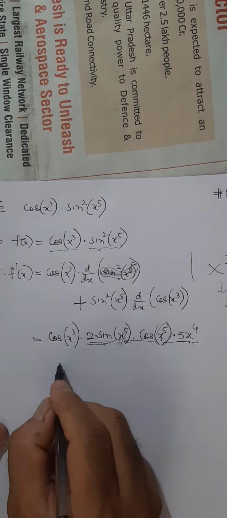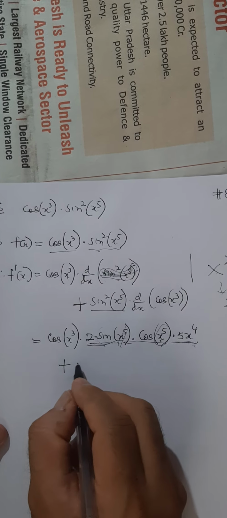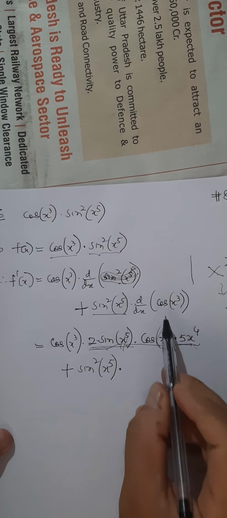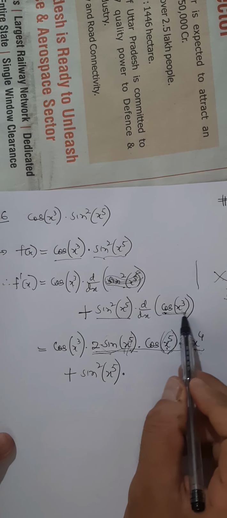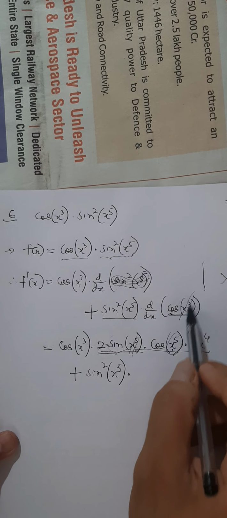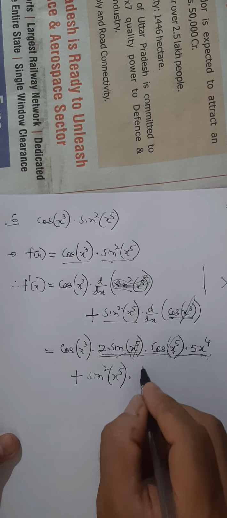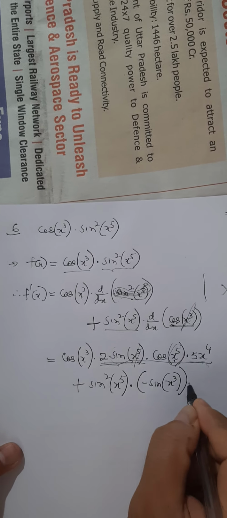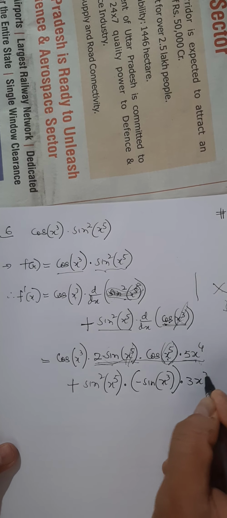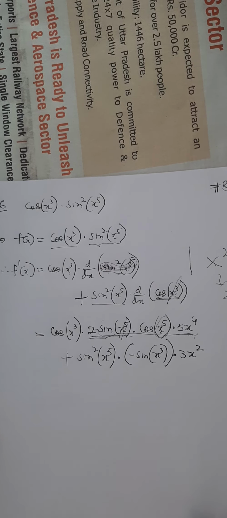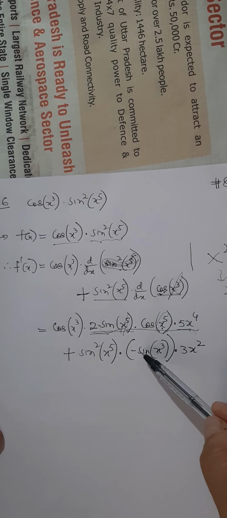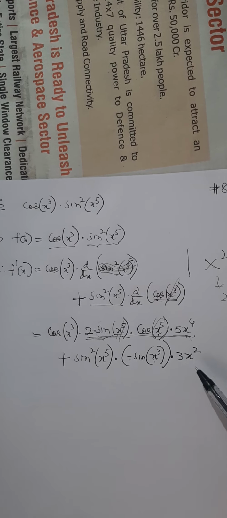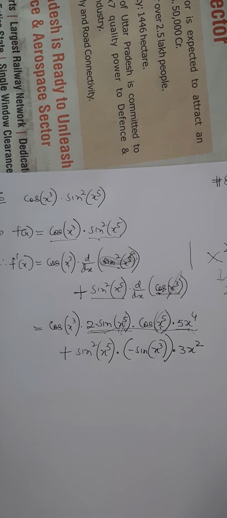Now we come to this, plus this portion as it is, sine square x raised to 5, into, now we have just composition of two functions. We imagine this as x. What's the derivative of cos? Minus sine x cube into derivative of x cube, that is 3x square. Derivative of cos is minus sine, inner x cube as it is, derivative of x cube is 3x square. So differentiation is over here.